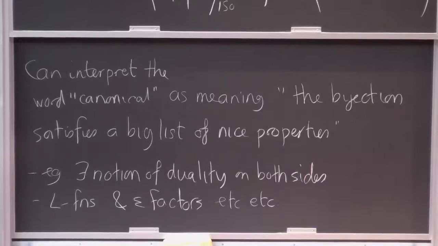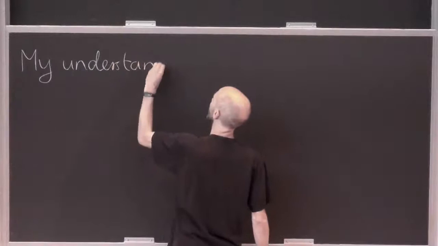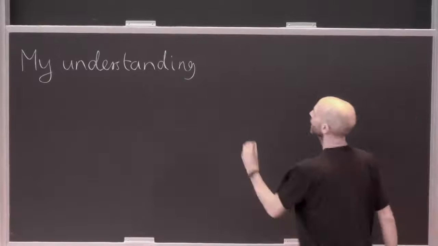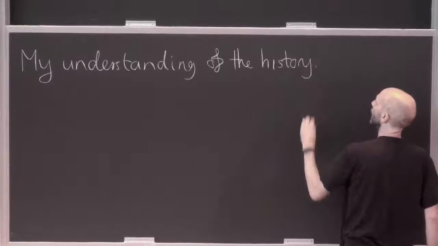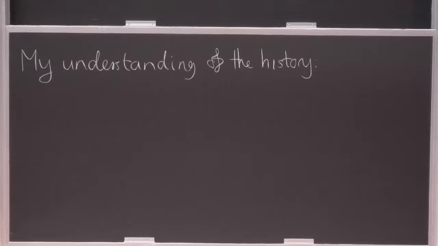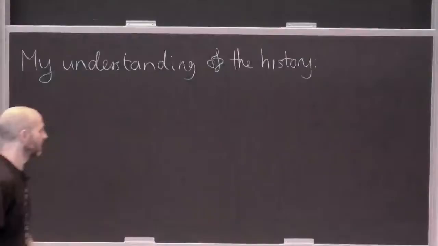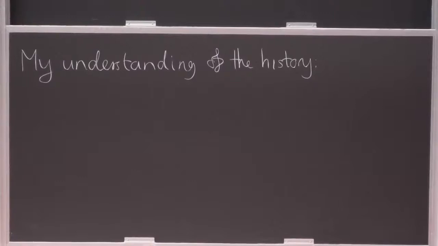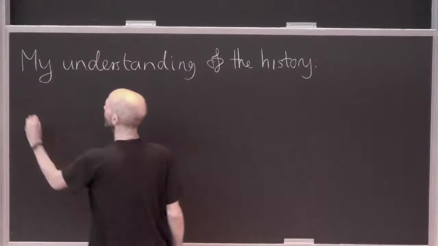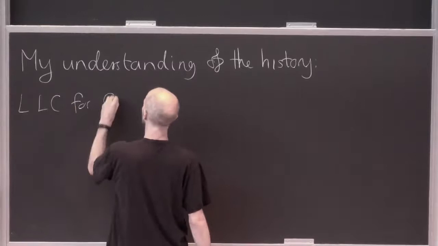And it actually took a while. Here's my understanding of the history of the statement of the conjecture. This is the local Langlands correspondence for GL_n, really. I might be corrected by an expert, maybe I've missed something, but my understanding of the history is that for this group GL_n, the local Langlands correspondence, this list of properties increased over time.